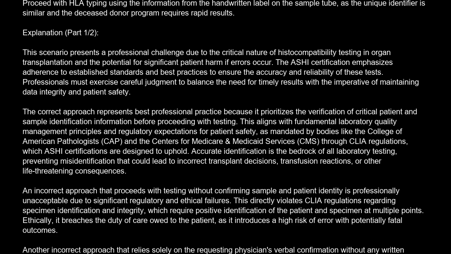Patient safety. The correct approach represents best professional practice because it prioritizes the verification of critical patient and sample identification information before proceeding with testing. Ethically, it breaches the duty of care owed to the patient, as it introduces a high risk of error with potentially fatal outcomes. Another incorrect approach that relies solely on the requesting physician's verbal confirmation without any written documentation or secondary verification fails to establish a robust audit trail and introduces a high risk of miscommunication.